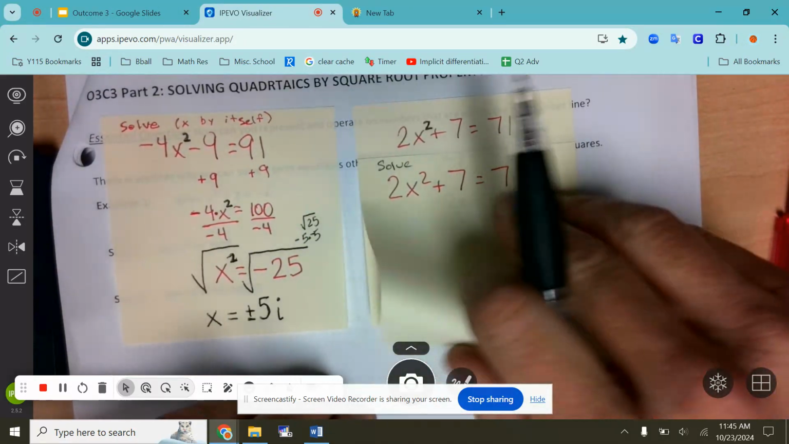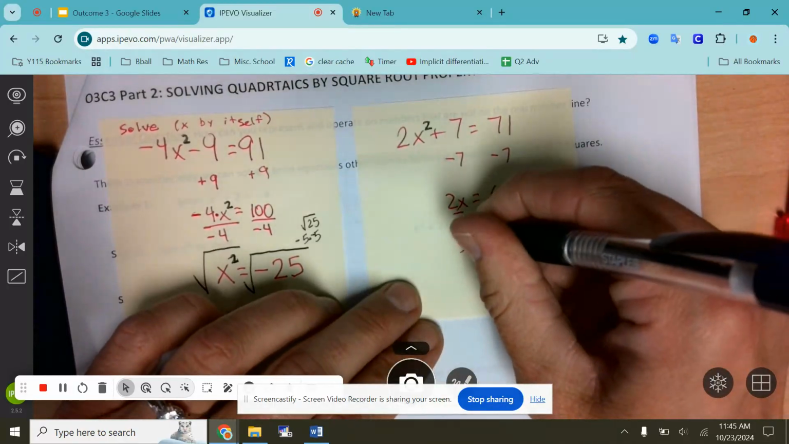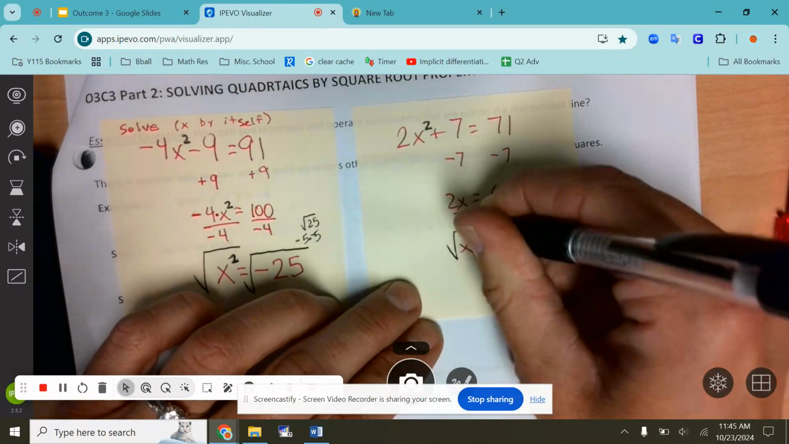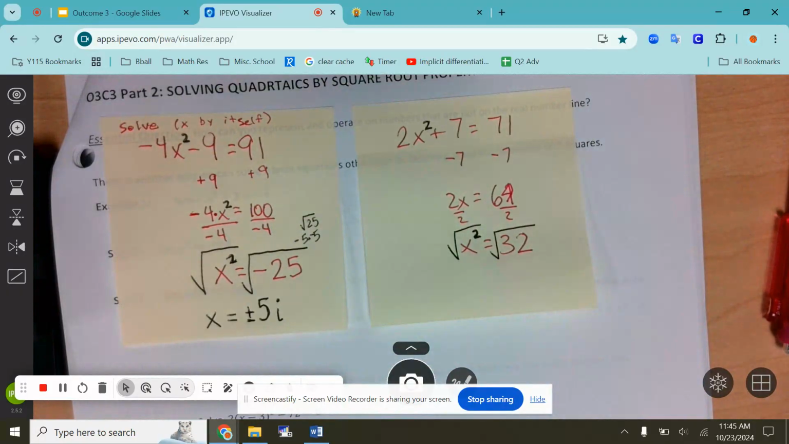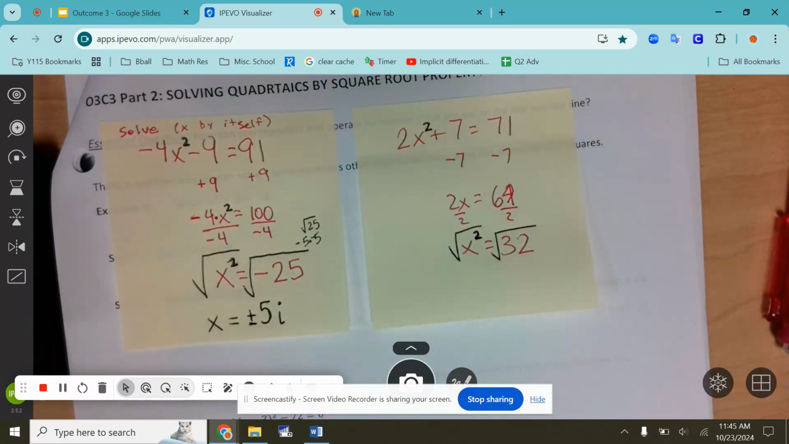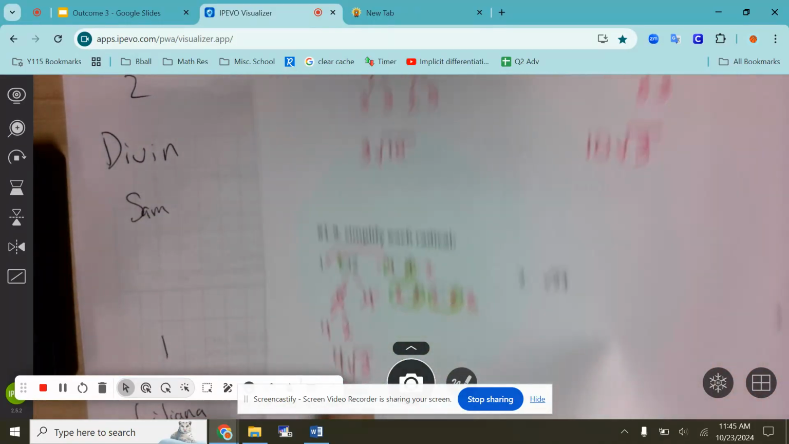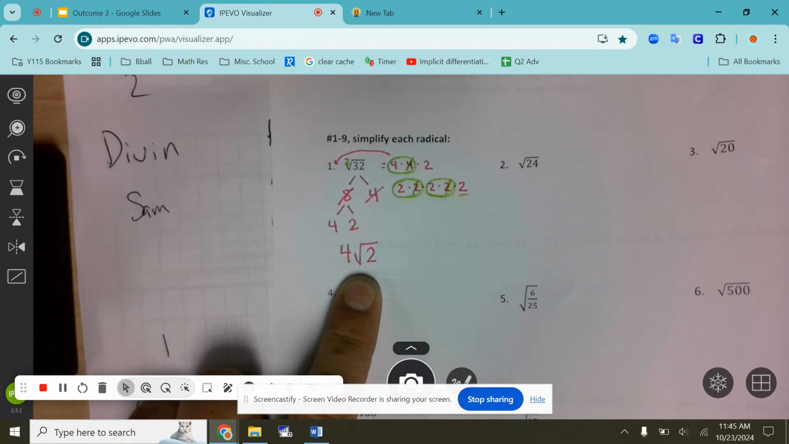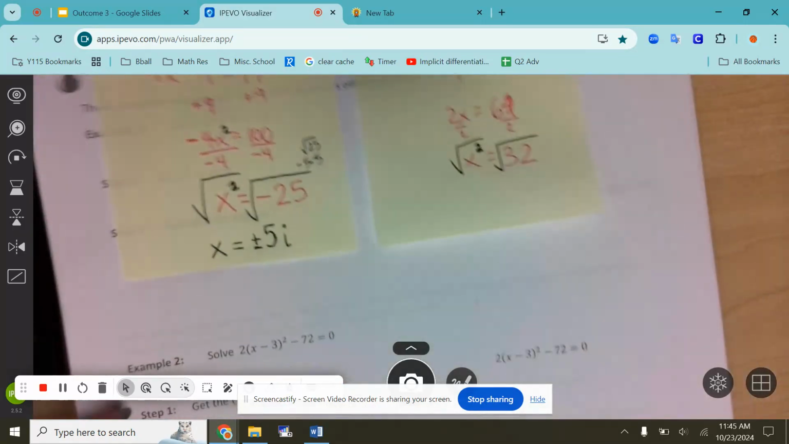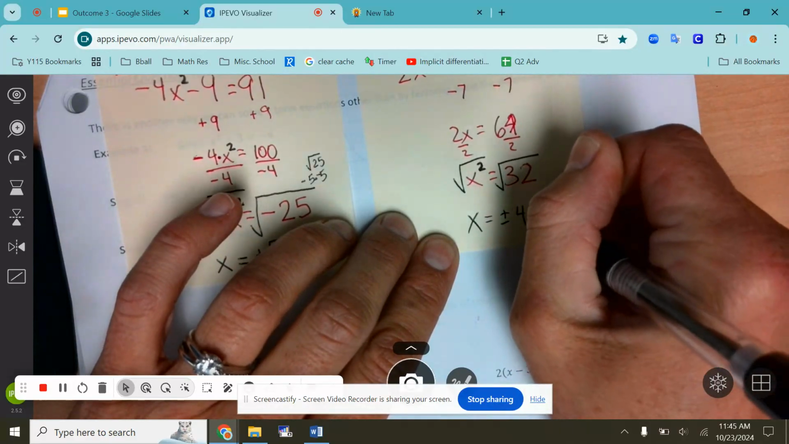Okay. And the same exact thing would have happened here. We still have a squared on that x, so I will need to square root. And now you're going to use a skill that you either just watched in the video or you learned last class. And that is break down 32. And that was one of the examples on there. Feel free to use your notes. When we broke down 32, we got 4 square root 2. Okay, so my answer on this one would have been x equals plus or minus 4 square root 2.